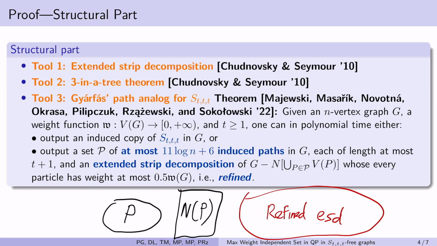So in a sense, before, for P_t-free graphs, it was actually very easy. All those parts were connected components of size at most n/2, and it was very easy to do divide and conquer algorithms there. Now we get a refined extended strip decomposition. This is also a very good tool to get divide and conquer, because we have this drop in size by half, and there are algorithms that allow us to combine it. Okay, this is nice, but we actually get this set P of potentially logarithmic size and its neighborhood, and we have to deal with it somehow.